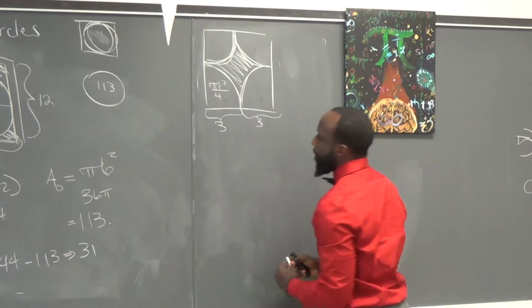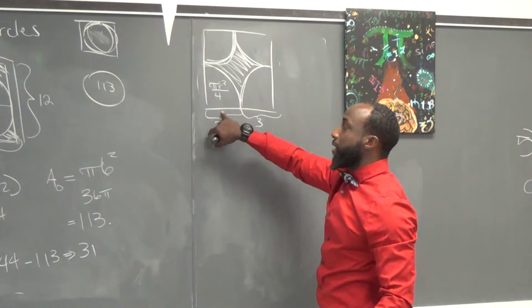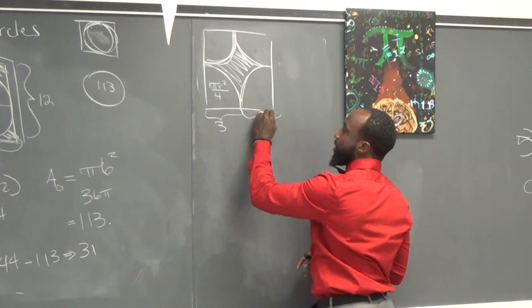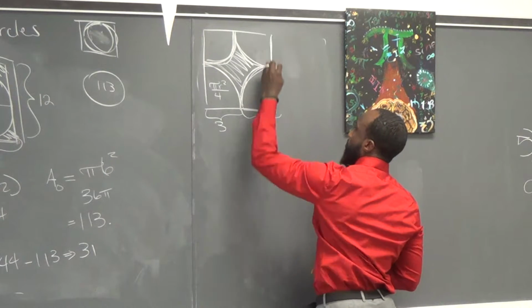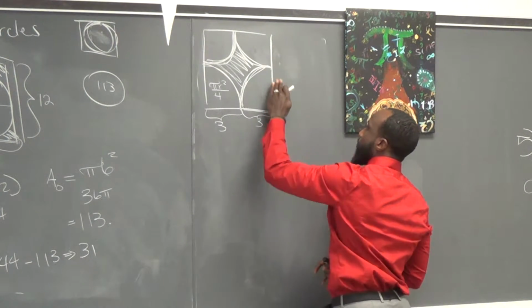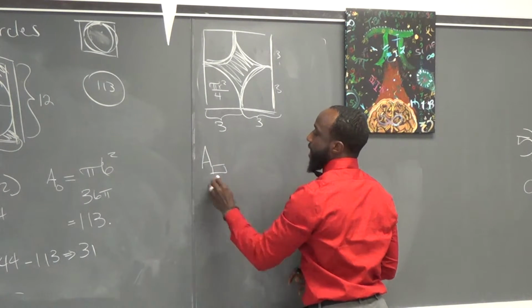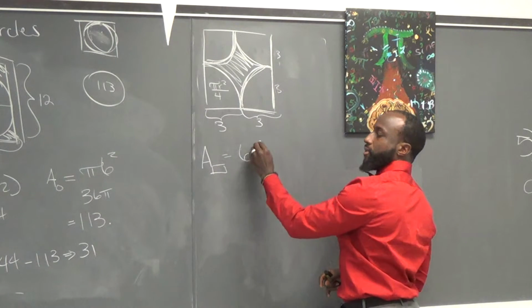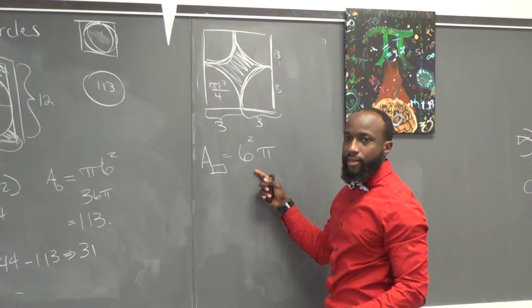Now, my man said that this is the base. It is part of the base, but 3 plus 3 gives you your whole base, right? And because this is part of a circle, this is also a radius and this is also a radius. So this is 3 and this is 3. Therefore, the area of our rectangle is going to be 6 squared times pi.